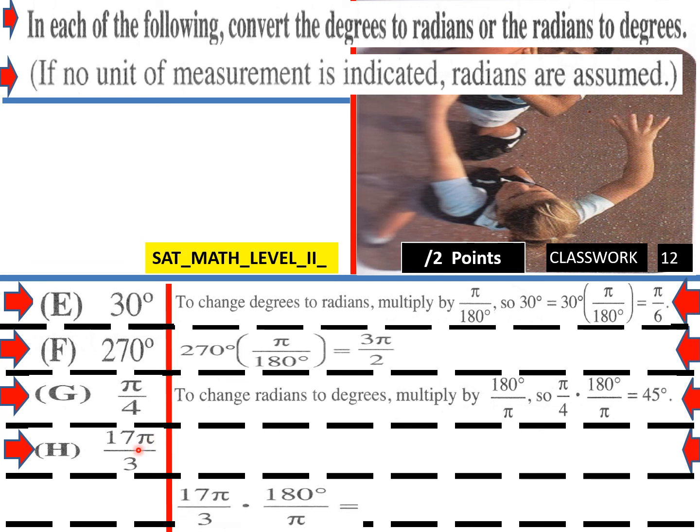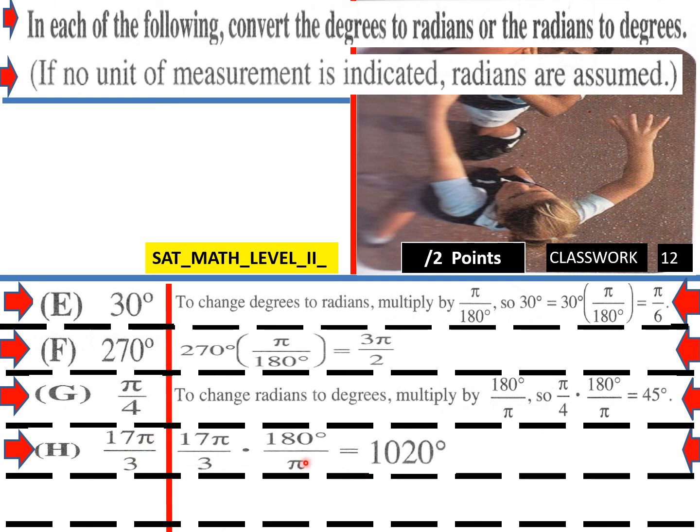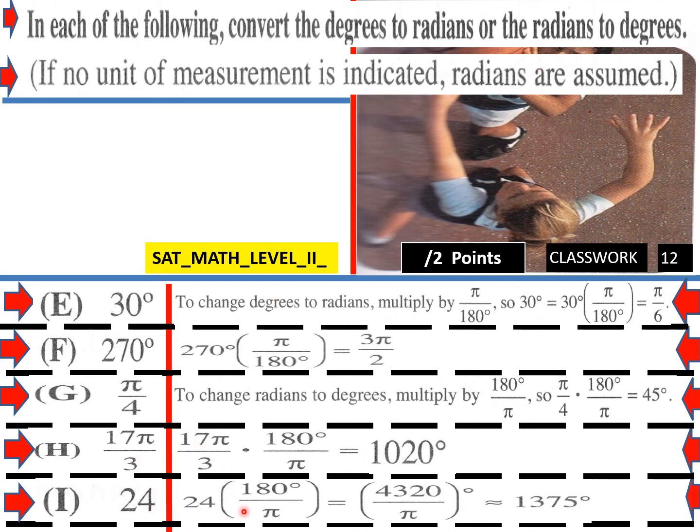And then we got 17 pi over 3. Again, we multiply by 180 over pi. 17 pi over 3 would equal 1020 degrees. And then we just have 24, so this would be radians here for 24. 24 times 180 over pi will equal 4320 over pi, which comes out to 1375 degrees here for 24 radians.